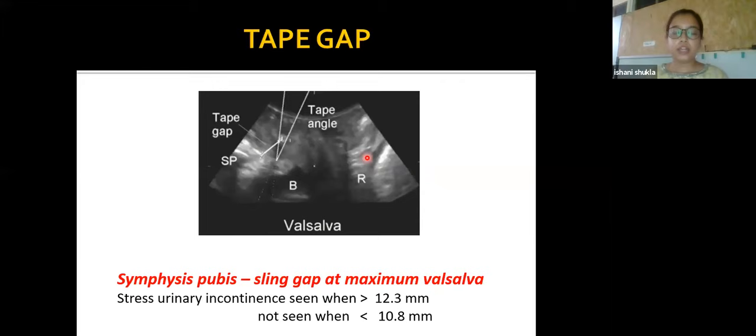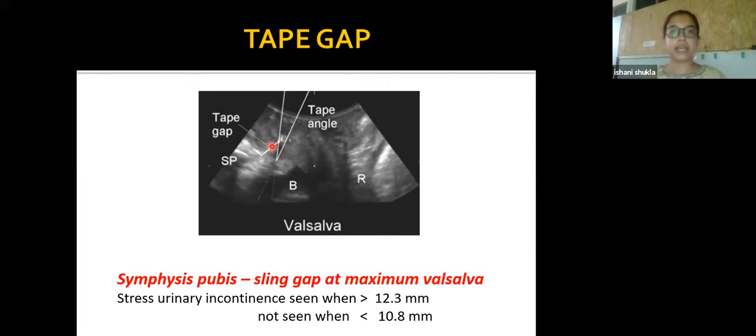Another quantitative method is the tape gap. We measure the distance from the symphysis pubis up to the sling. If this distance is more than 12.3 millimeter, we can say that stress urinary incontinence is present even after sling. So this is a case of sling failure. And if the distance is less than 10.8 millimeter, we can say that the sling is intact.